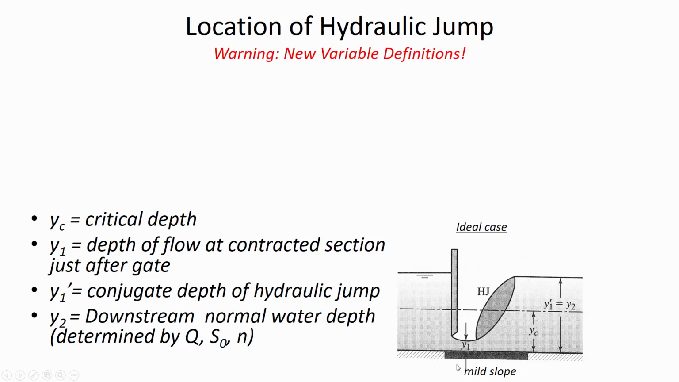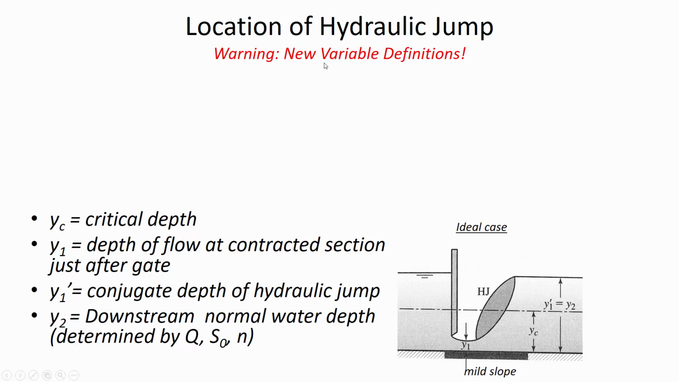So here, this mild slope just means that we can't have supercritical flow indefinitely, and the only transition that can occur between supercritical flow and subcritical is the hydraulic jump. Now, this label is calling this the ideal case. And so you may be wondering, what's so ideal about this?